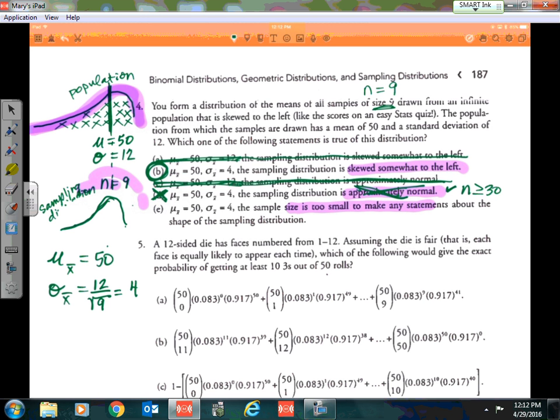All right? E would be the answer if we did not know the shape of the population. Okay? If they didn't tell us anything about the population, E would be the answer. But they told us that the population is skewed to the left, so therefore it is B. All right, does that make sense?